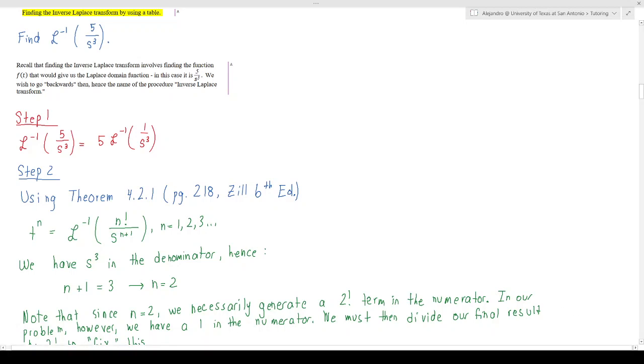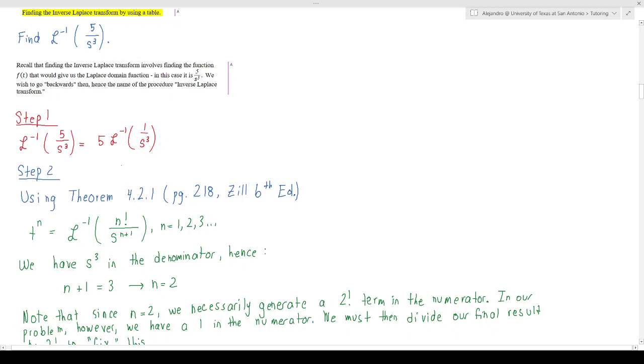Okay, in this video, we want to find the inverse Laplace transform of a function by using a table. Just like in that previous example where we used a table of Laplace transforms, there's something called the inverse Laplace transform. It involves going from the S domain back to the T domain. Remember, when we did the Laplace transform of a function, we took it from the T domain to the S domain. In this case, we're doing the reverse operation, and that's why it's called the inverse Laplace transform.